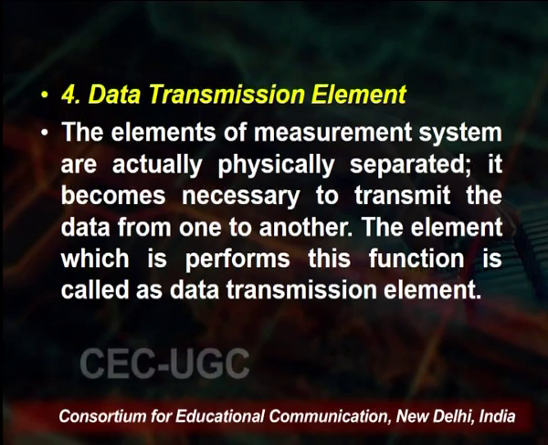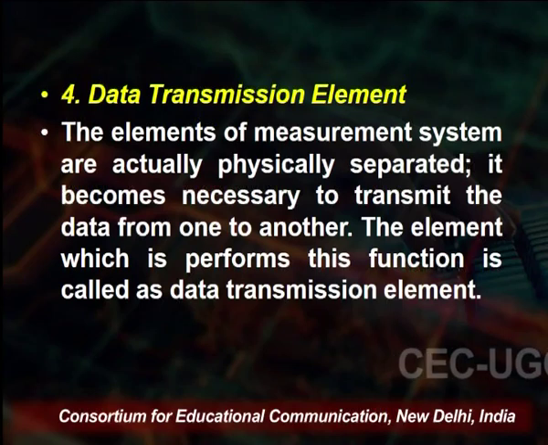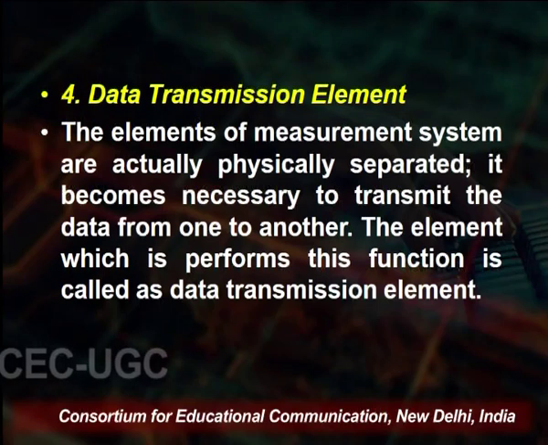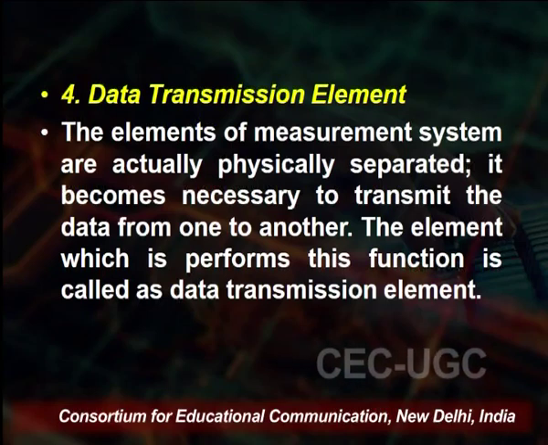The elements of a measurement system are sometimes physically separated, so it becomes necessary to transmit the data from one to another. The element which performs this function is called the data transmission element. Basically, transmission means it transmits the data from one end to the other end. So, as the name suggests, we use this element to transfer the data from one stage to another stage. So, the fourth one is the data transmission element.